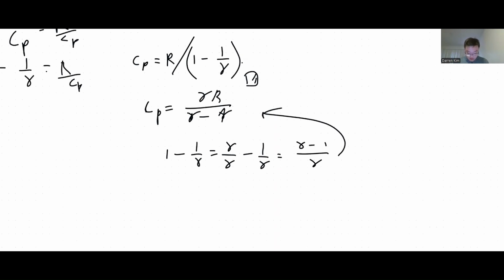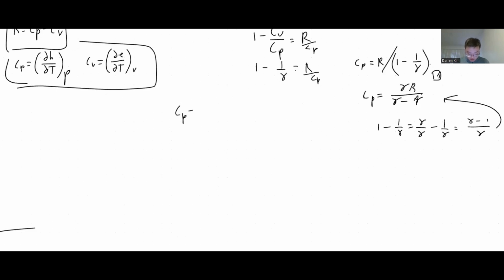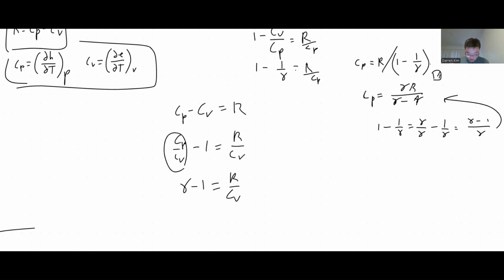And then the other way to do it is CP minus CV equal R, and you divide the opposite way, equal R over CV, and we know this is alpha minus 1 equal R divided by CV, and we understand that CV equals R over alpha minus 1.